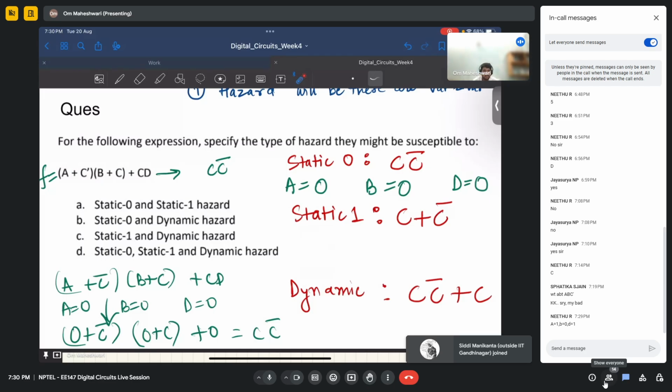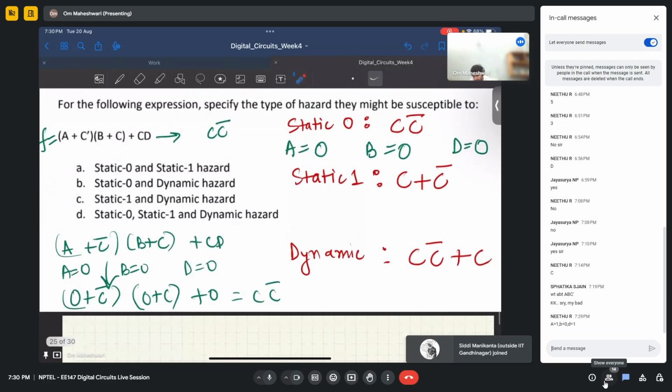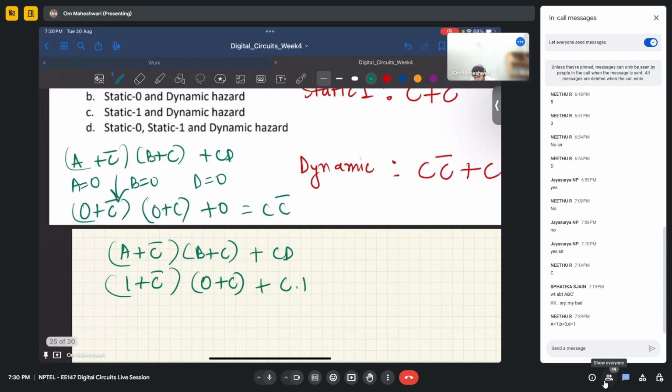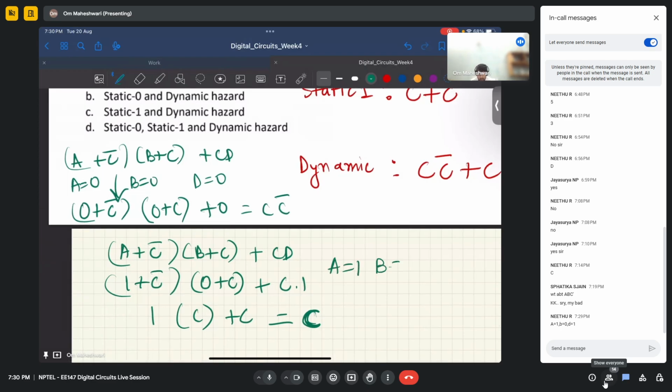Either side, A equal to 1, B equal to 0, D equal to 1. Okay, so let us see this. You have A plus C bar, B plus C plus CD. If A equals 1, 1 plus C bar; B equals 0, 0 plus C plus D equals 1, C dot 1. You will have 1 into C plus C. This is simply C. So okay, this is incorrect. A equals 1, B equals 0, D equals 1 is incorrect. This is not causing any hazard.